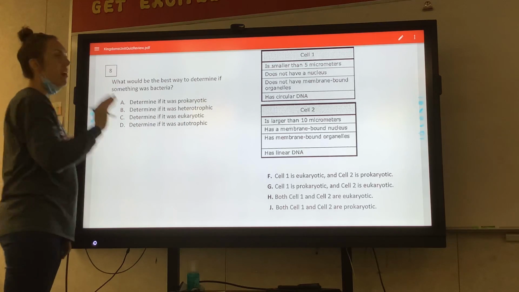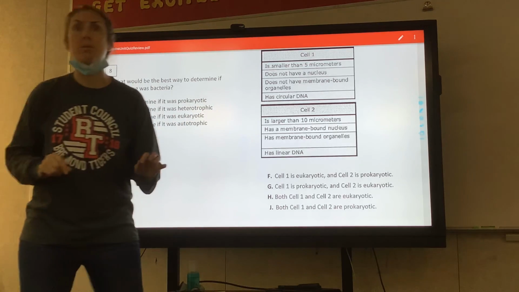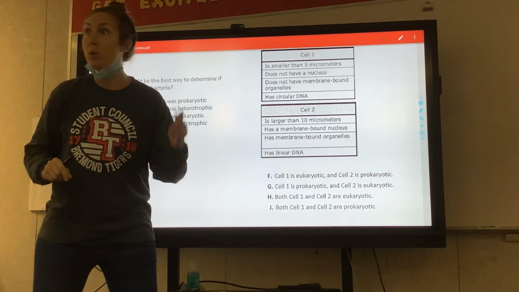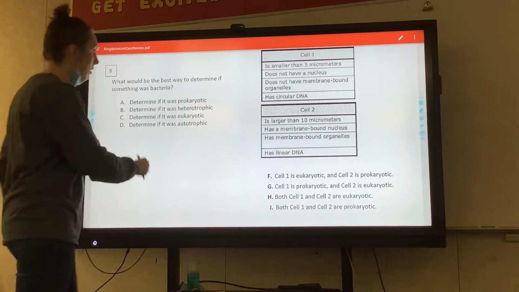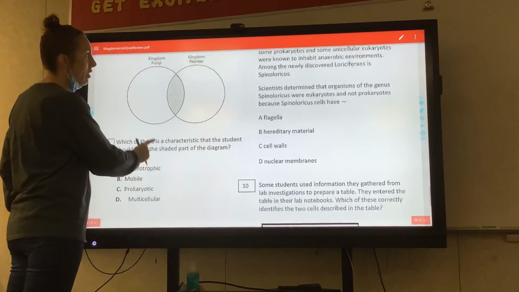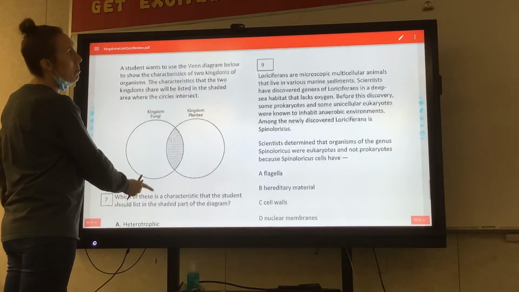So the best way, if we were playing charades and I said prokaryote, the only prokaryotes we know of are bacteria. Oh my gosh, I picked it and then I crossed it out. I know.